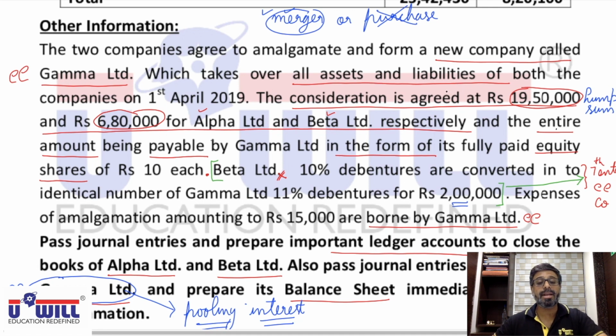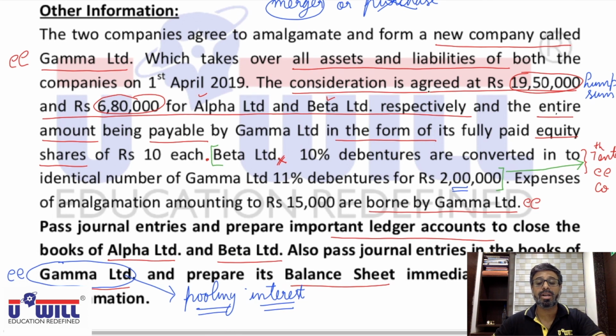There is no liability to be paid or discharged by Alpha Limited itself. So we don't have the entry of sale of assets because all assets are taken over. We don't have the entry for payment of liabilities because all liabilities are taken over. Next entry in the order we studied. All of you can keep these entries in front of you when you are solving so that you understand.